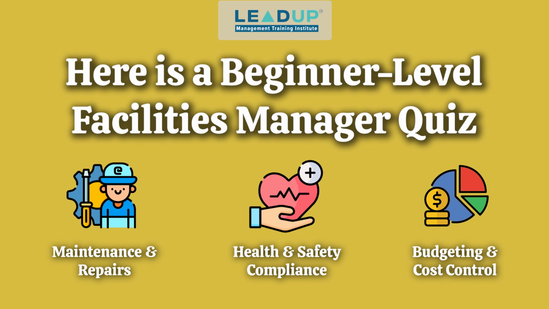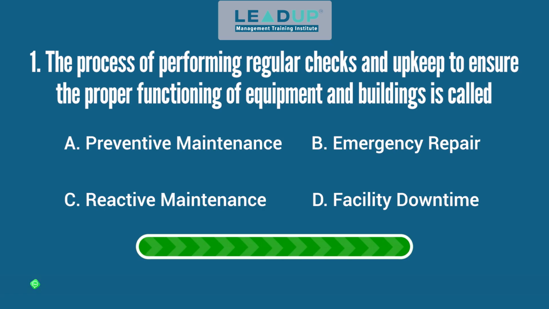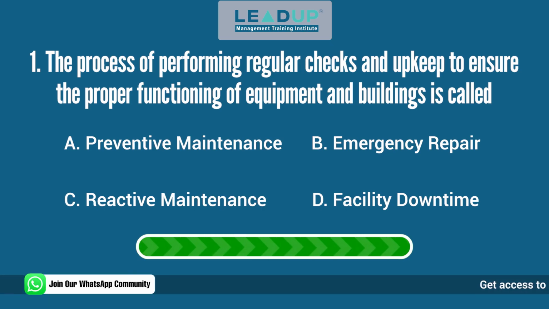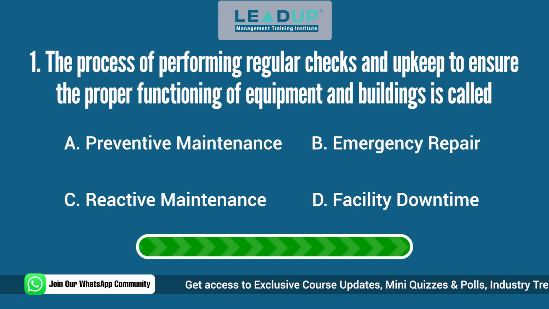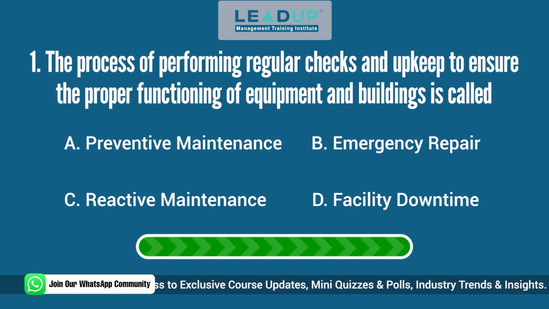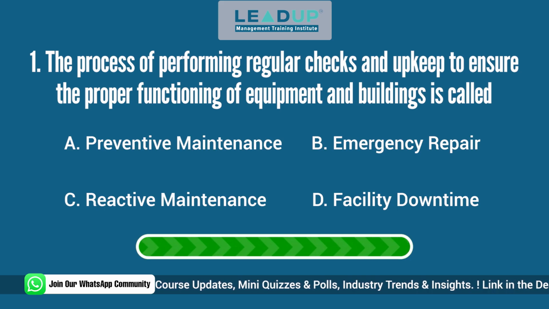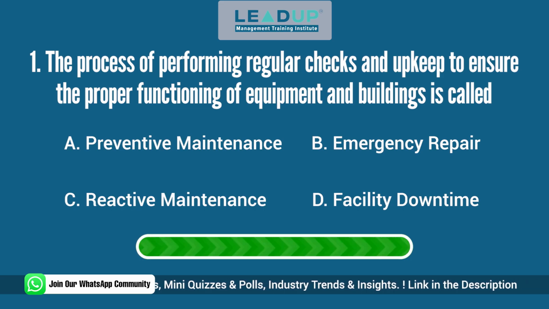Here is a beginner-level facilities manager quiz that covers maintenance and repairs, health and safety compliance, and budgeting and cost control. Let's go. Question 1. The process of performing regular checks and upkeep to ensure the proper functioning of equipment and buildings is called A. Preventive maintenance, B. Emergency repair, C. Reactive maintenance, and D. Facility downtime.